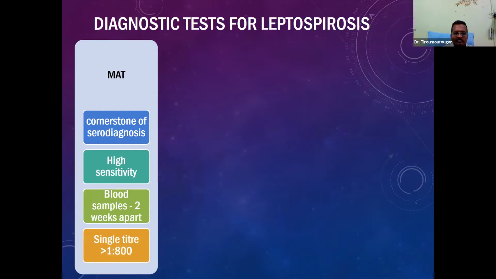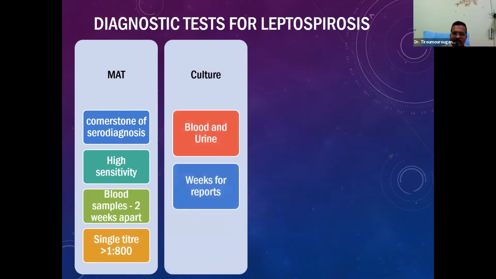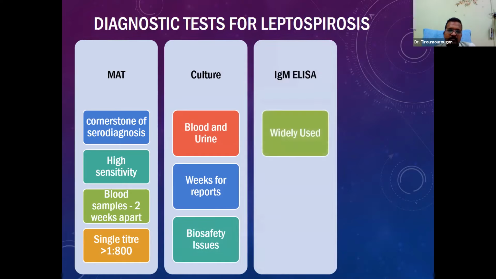But a single titer, anything more than 1 in 800, is quite useful. What about culture? We can do it either in blood or urine. The only problem is it takes weeks for us to get the results. And the more important problem is they have to be cultured in a biosafety level 3 laboratory, which means most places can't do it. The next can be used by IgM ELISA.